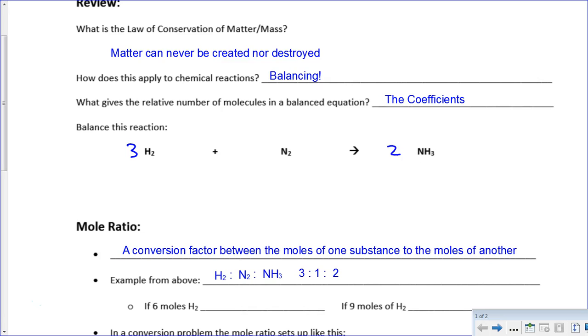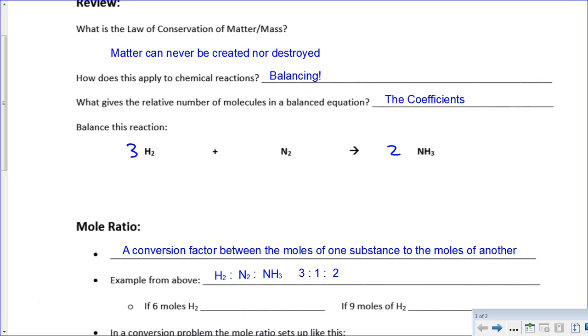the thing that gives you the relative number of molecules in this reaction is the coefficients on the reactants and the products. So what this one says is we have 3 molecules of H2, and that reacts with 1 molecule of N2 and 2 molecules of NH3.